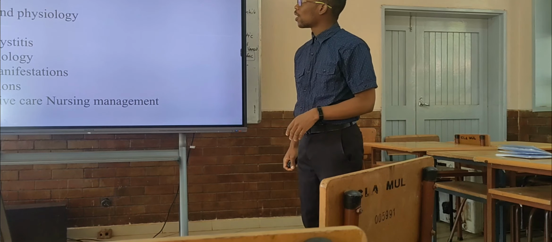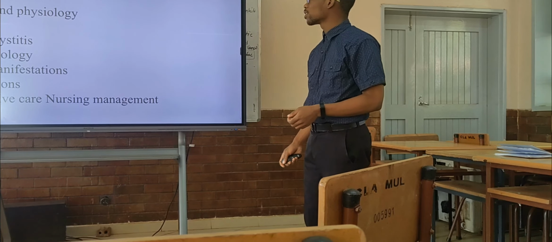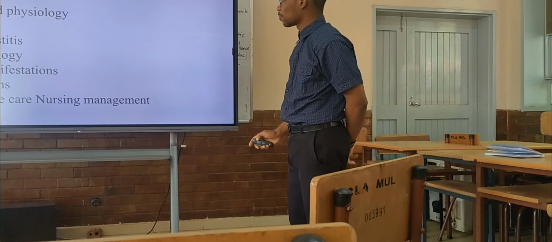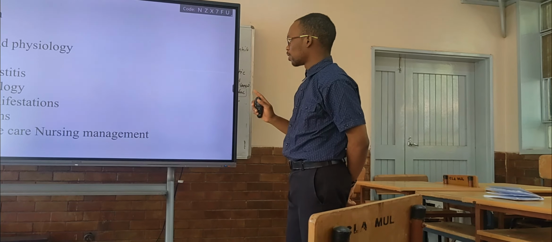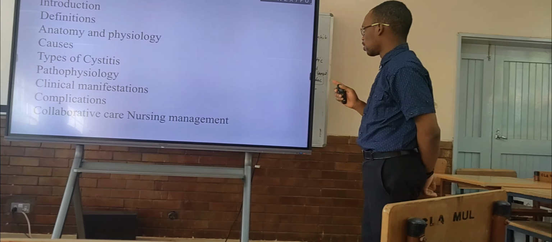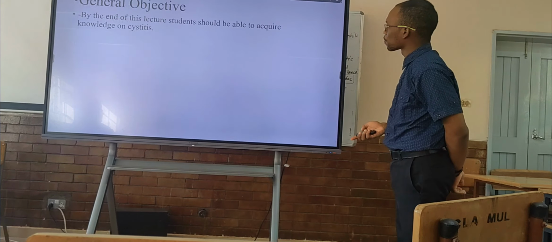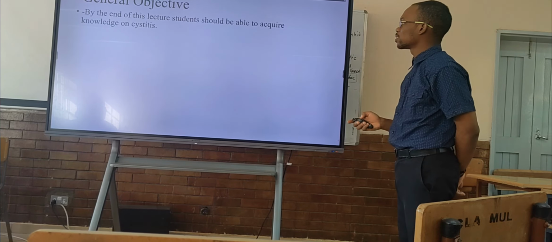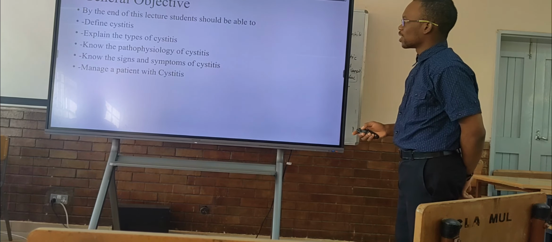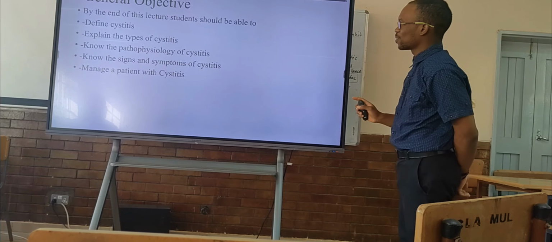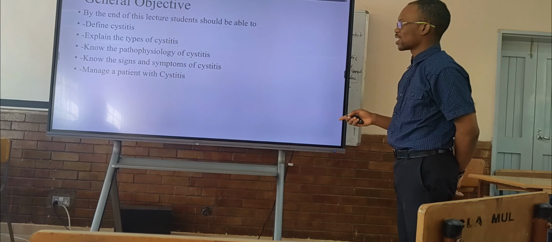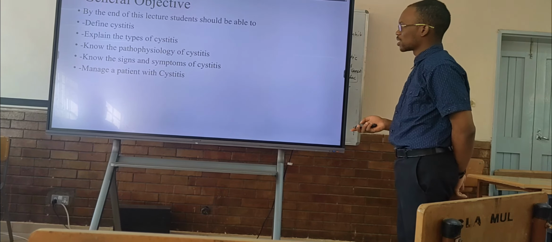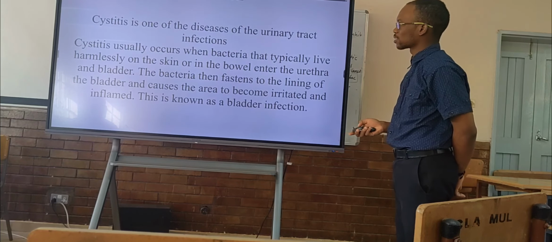We have our outline: the introduction, definition, anatomy and physiology, causes, types of cystitis, pathophysiology, clinical manifestations, complications, and management. So the general objective is, by the end of this lecture, students should be able to acquire knowledge on cystitis. And then the objectives: by the end of this lecture, students should be able to define cystitis, explain the types of cystitis, know the pathophysiology of cystitis, know the signs and symptoms of cystitis, and manage the patient with cystitis.